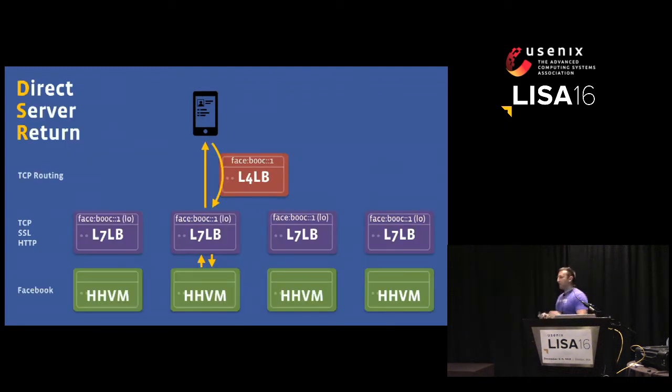One thing I also glossed over in a lot of this is we use a load balancing technique called DSR, which is direct server return. That means these requests come into the L4 load balancer and get sent to the L7 load balancer. The L7 load balancer will proxy that request, get the response, and then the response to the client actually leaves directly from that L7 load balancer and cuts the L4 load balancer out of the loop on the egress path.